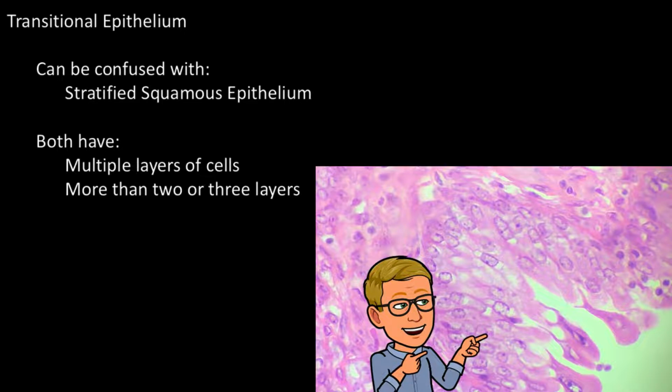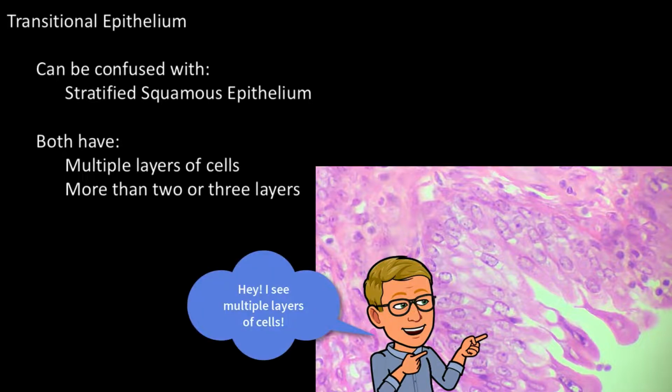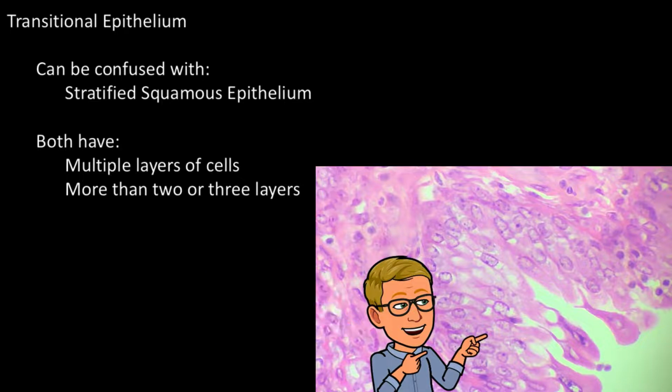When you're looking at transitional epithelium, there's a chance that you might mistake it for one of the stratified squamous epithelia, keratinized or non-keratinized, because in both cases you're going to see an epithelium that has more than 2 or 3 layers. The other stratified epithelia, the stratified cuboidal and stratified columnar, are only going to have 1 or 2 layers. So as soon as you notice more than 2 or 3 layers, you've narrowed it down to just a couple of tissues. How are you going to tell that this one is transitional epithelium?